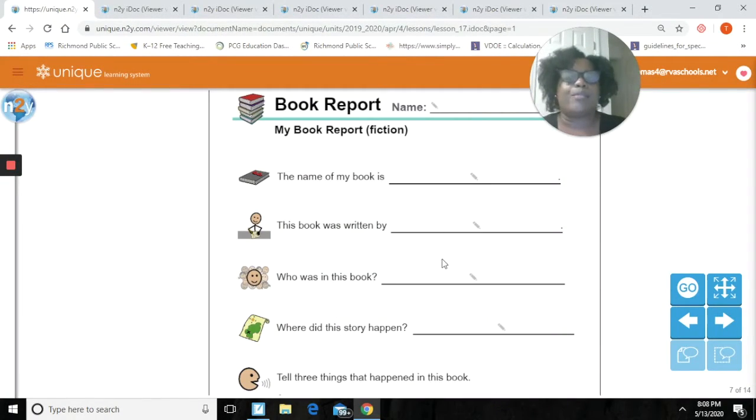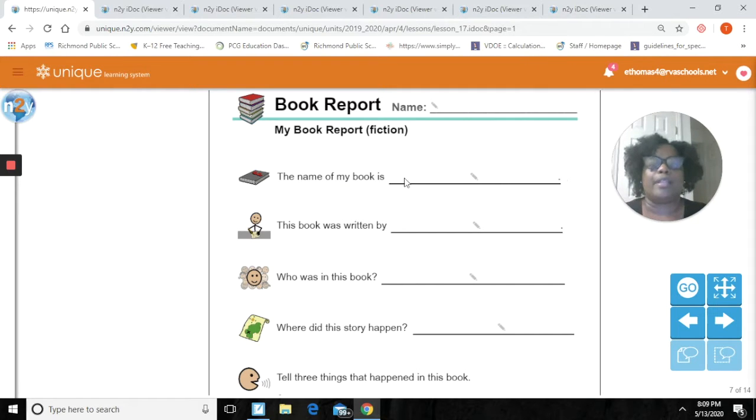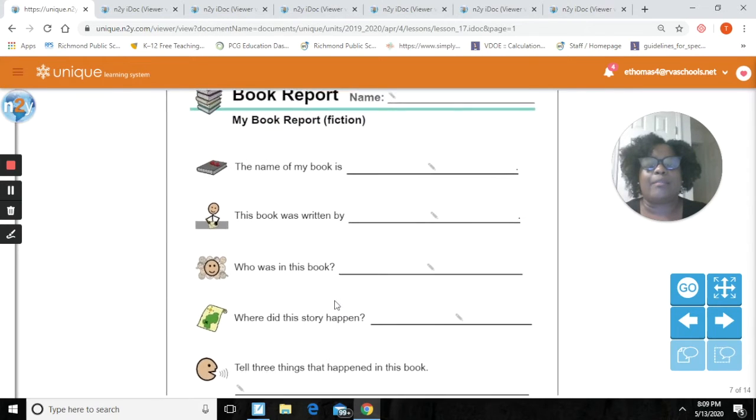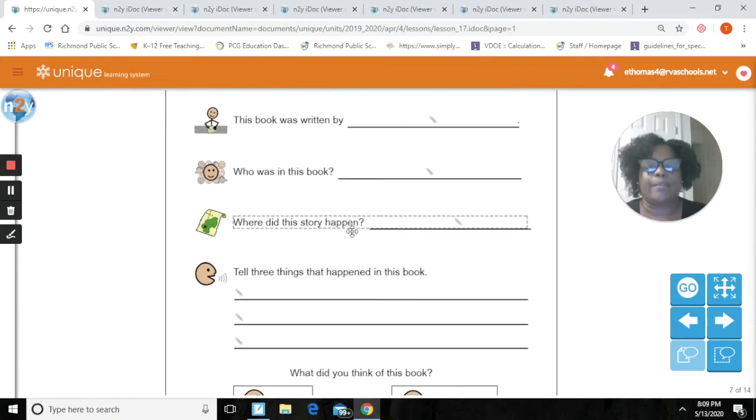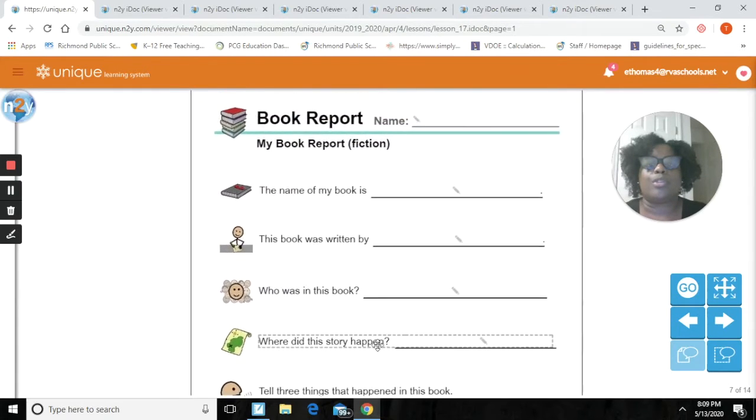So here's our book report form. This is a form that I'm going to use, and then I'm going to switch to another form a little bit later. It looks similar. But here's the form here, okay? And this is the form that I told you that your parent will have access to. And this is the one we're going to use for now.